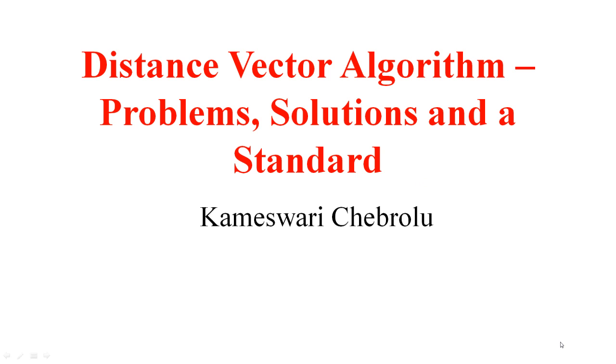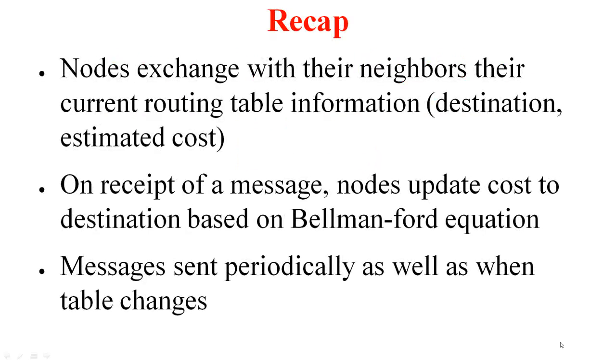The usual quiz first. For some of you, it must have been a while since the distance vector algorithm, so let me quickly refresh your memories. Nodes maintain state in the form of routing tables. This contains the destination, cost as well as the next hop, but these nodes exchange the routing table information pertaining to destination and the estimated cost with their neighbors.